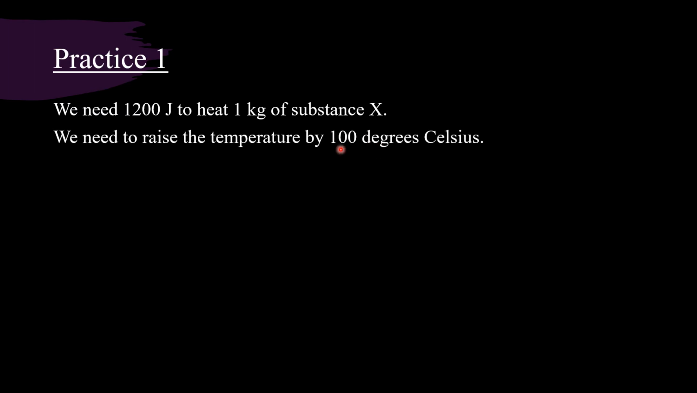So let's have a look at practice 1. So we need 1,200 joules to heat 1 kilogram of substance X, and we need to raise the temperature by 100 degrees Celsius. So we don't know what that substance is, but we only know the joules and the temperature. So let's find the specific heat capacity based on this.